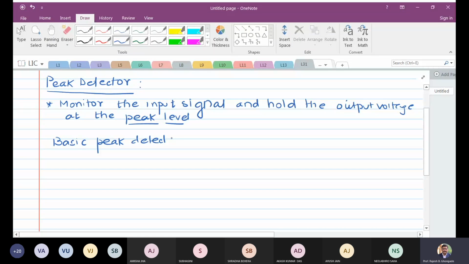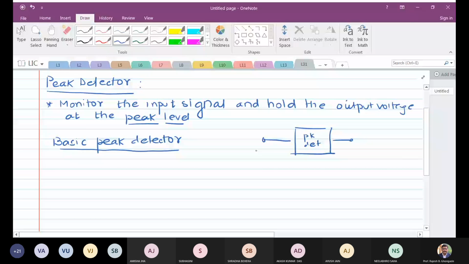So what is our circuit supposed to do? Your circuit is supposed to, if you have this as your circuit, if this is the input signal, the output, if it is something like this, in that case the output will be held at the peak value. Okay, so this is the peak that it's going to detect.